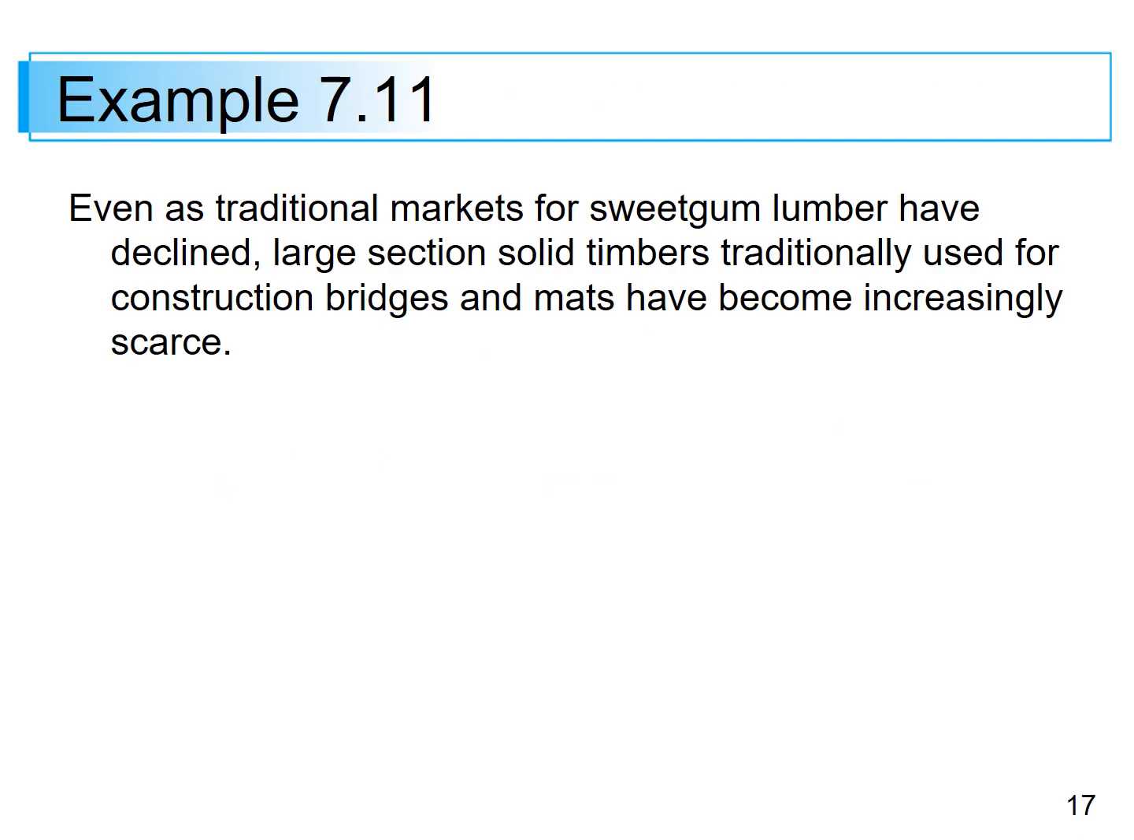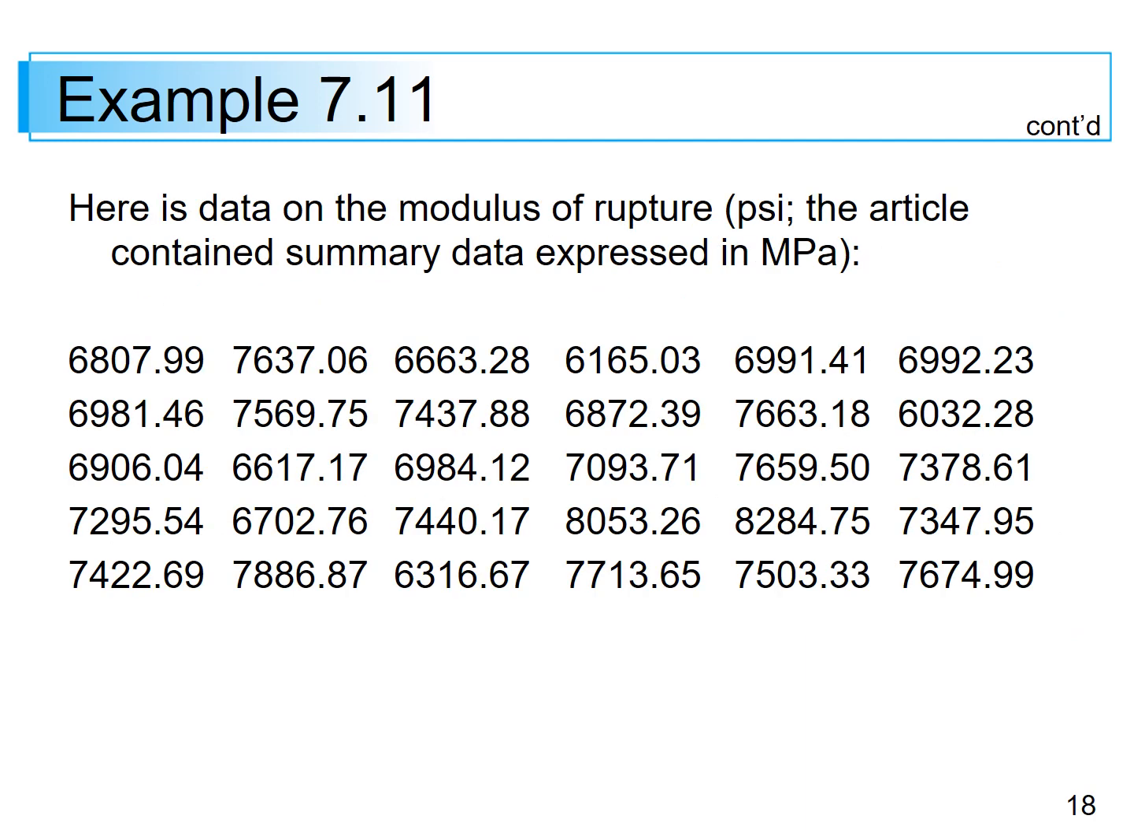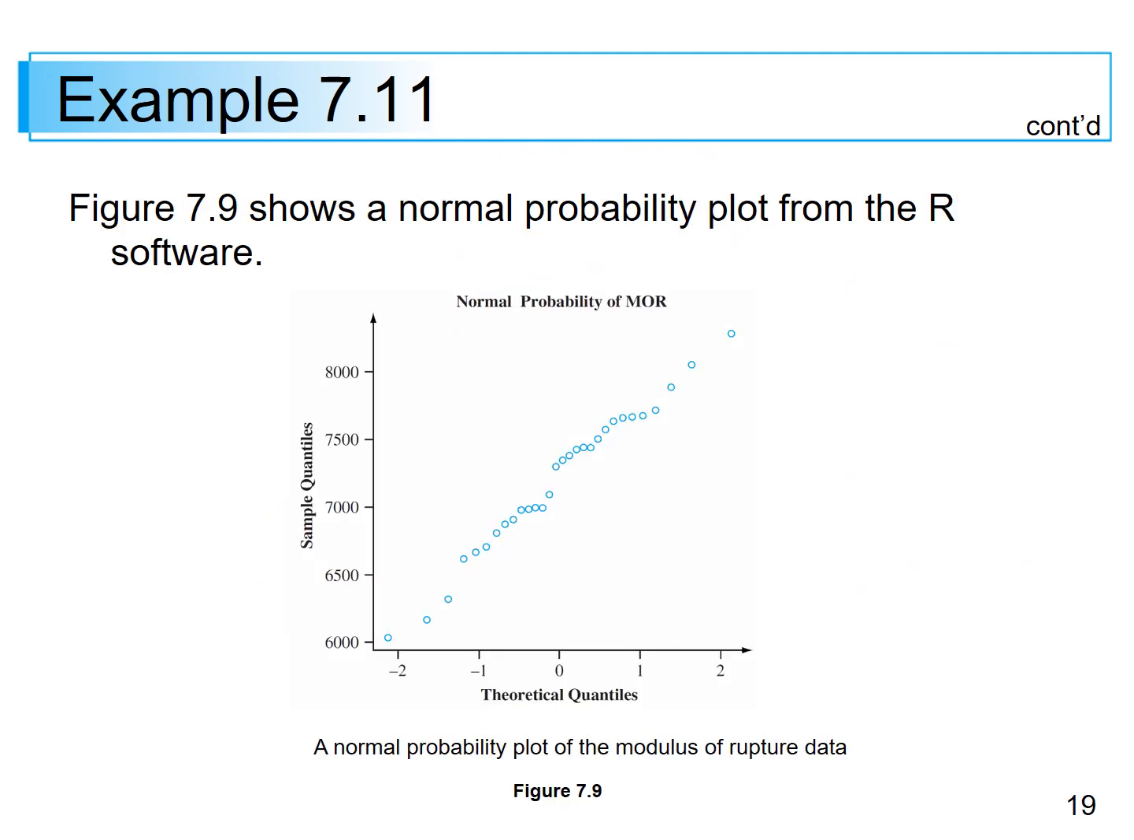Let's go through an example. This article talks about manufacturing and testing composite beams that have been designed to add value to low-grade sweet gum lumber. We have data on the modulus of rupture. We have 30 observations here. We have a normal probability plot. How do we interpret this? We construct the probability plot on the assumption that the population has a normal distribution. We have a straight line, so that means our assumption about the normal distribution is accurate.